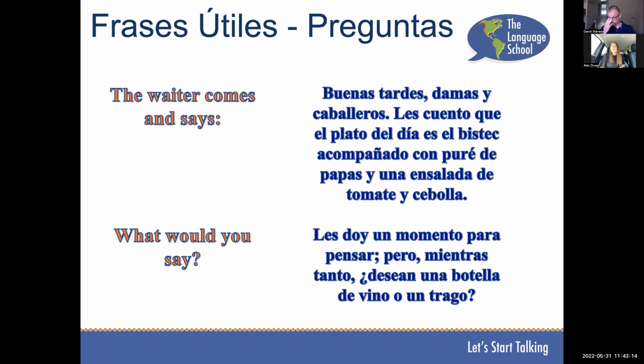¿Qué significa caballeros? Caballeros significa gentleman. Oh, damas y caballeros. Ladies and gentlemen. Exacto, muy bien. Okay. Steak comes with salad. ¿Qué significa cebolla? Cebolla is onion. Steak comes with tomato and onion. Okay.